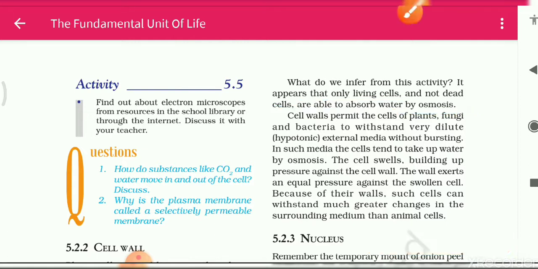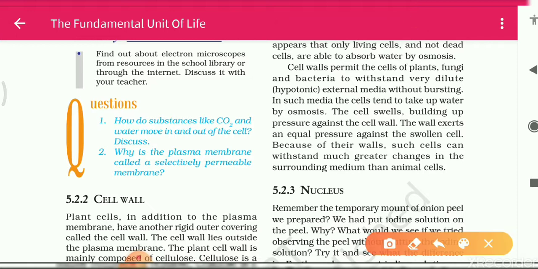Okay students, let's continue to another paragraph here. Cell wall. The function of the cell wall is given here. We know that the cell wall is a rigid outer covering of plant cells, and it provides strength also. Besides this, another function is also given here. Cell walls permit the cells of plants, fungi and bacteria to withstand very dilute hypotonic external media without bursting. Students, the cell wall is present in plants, in fungi and in bacteria also.